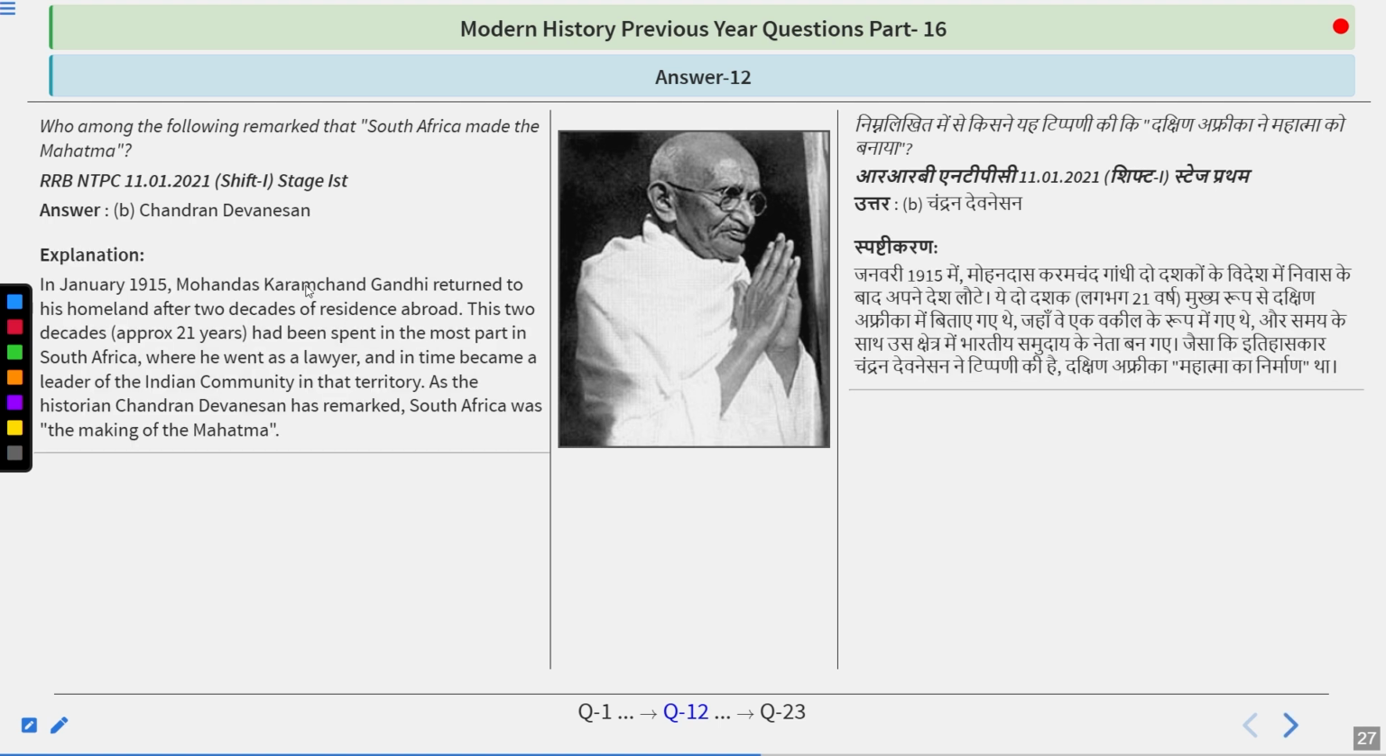In January 1915, Mohandas Karamchand Gandhi returned to his homeland after 2 decades of residence abroad. The 2 decades, approximately 21 years, had been spent for the most part in South Africa, where he went as a lawyer and in time became the leader of the Indian community in that territory. As the historian Chandran Devanesan has remarked, South Africa was the making of the Mahatma. So remember, this question is quite a unique question and could be asked in the upcoming exams. And remember that he got the title of Mahatma from Rabindranath Tagore.